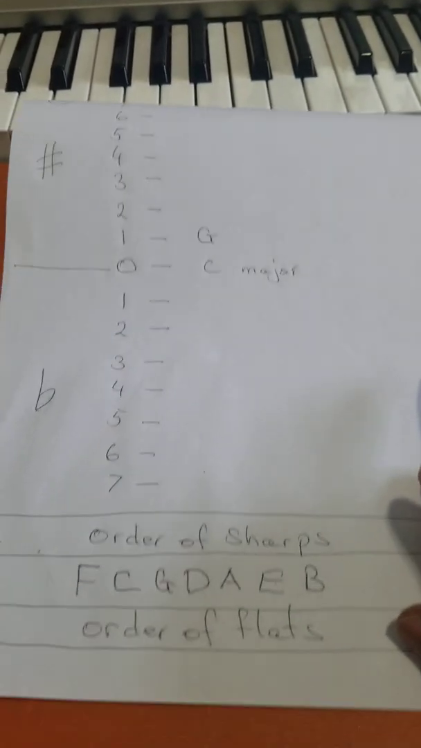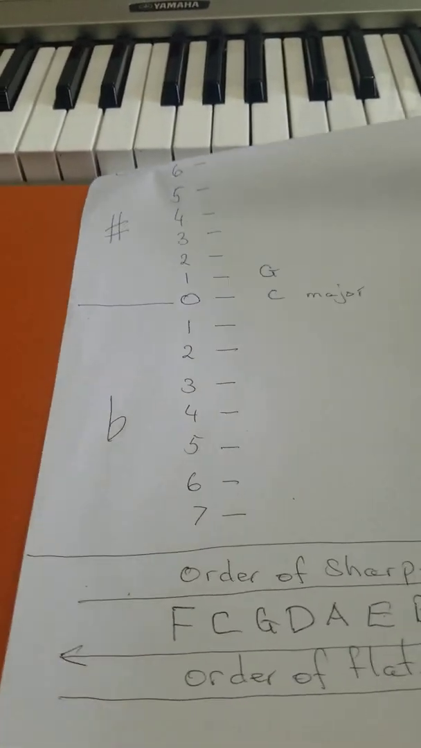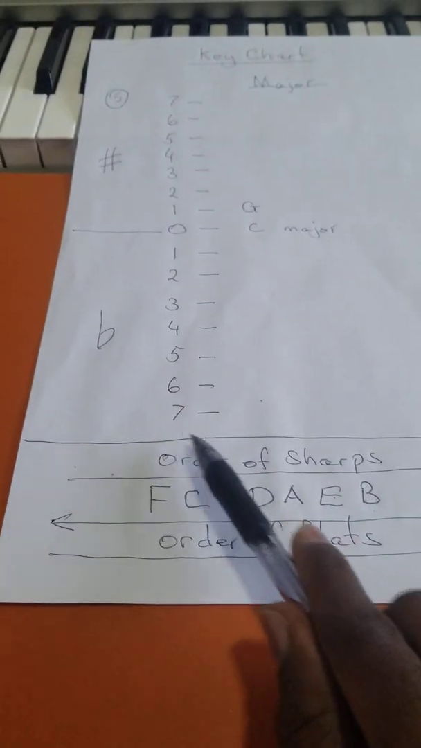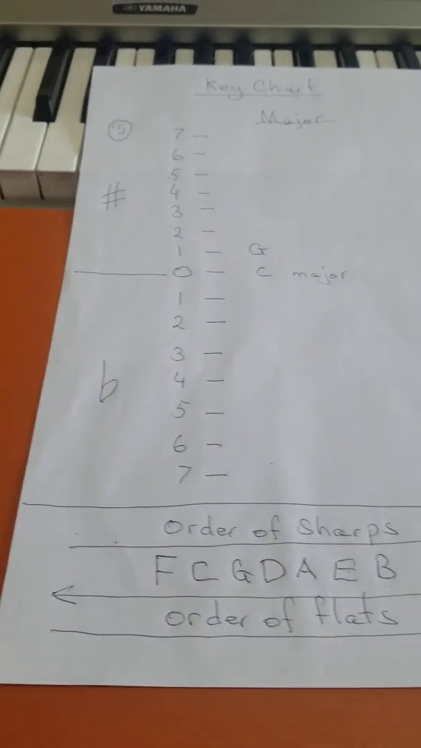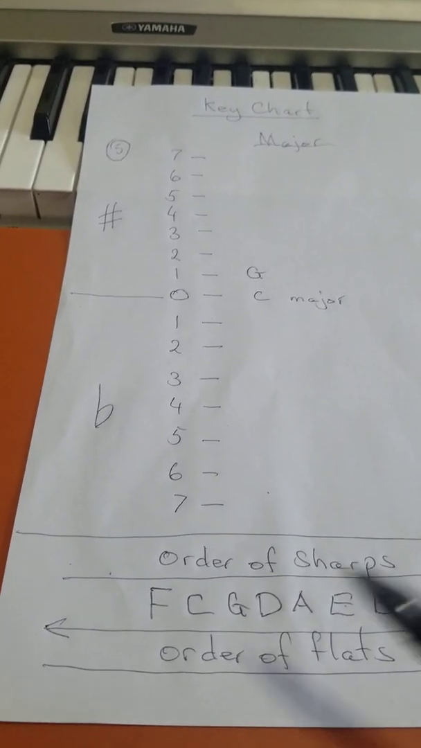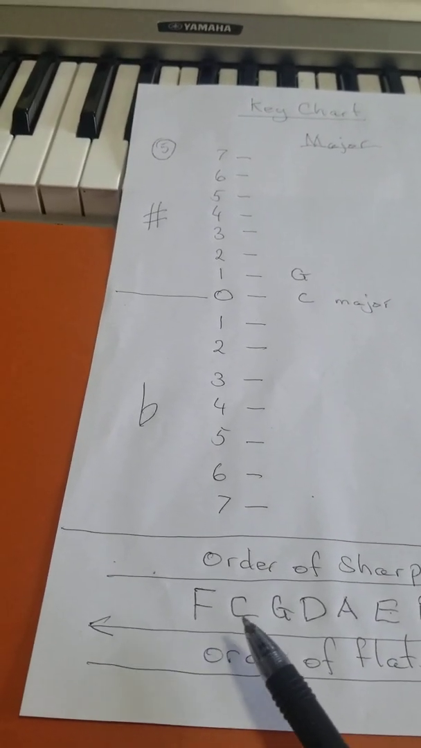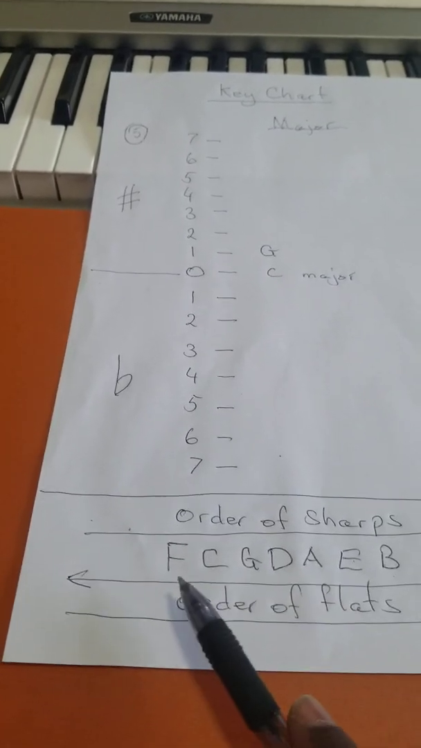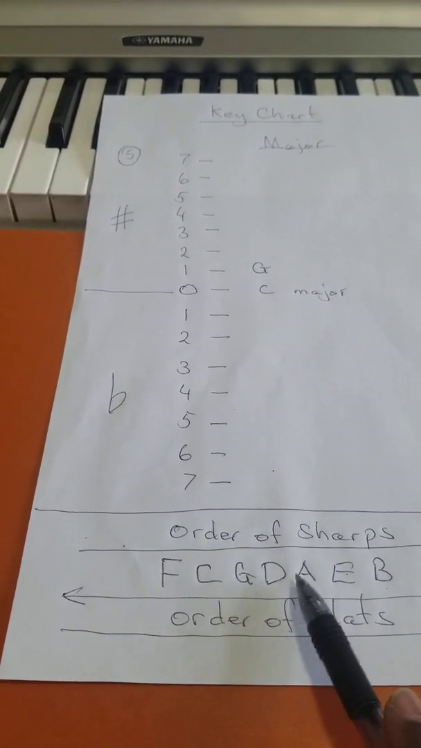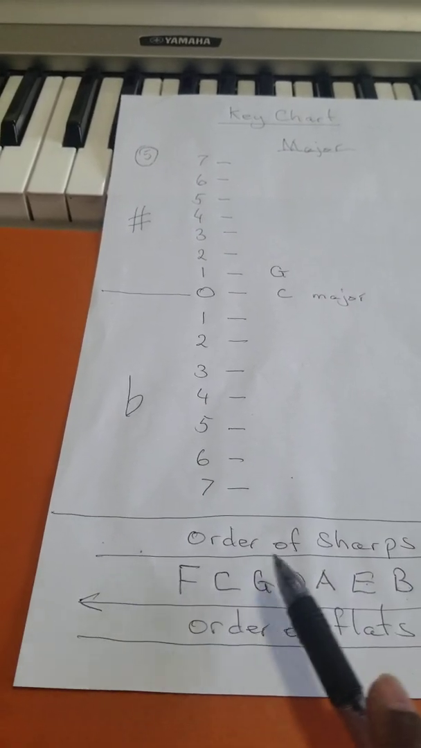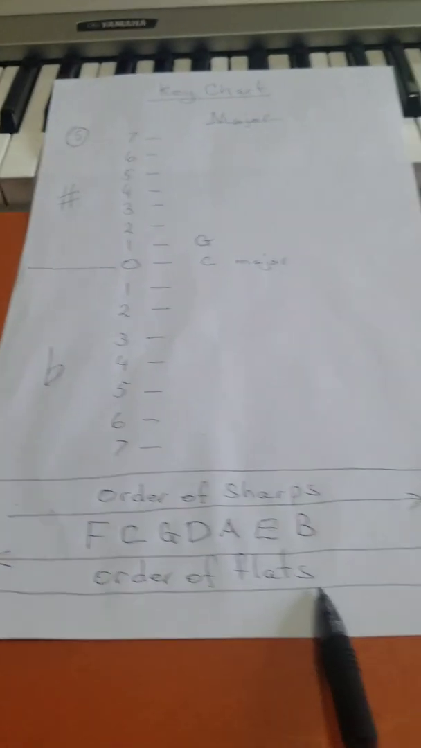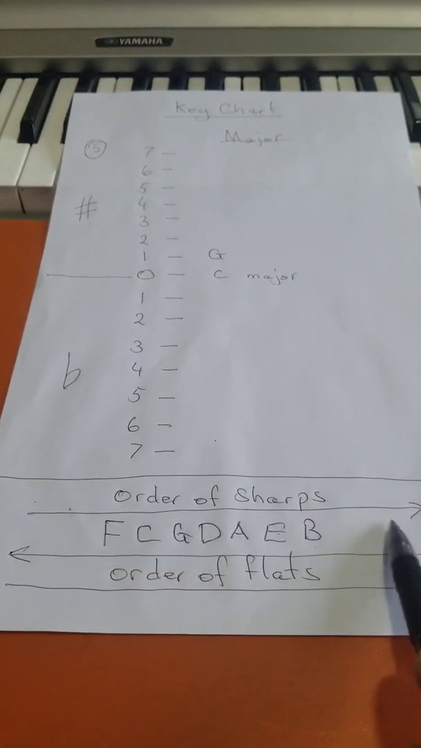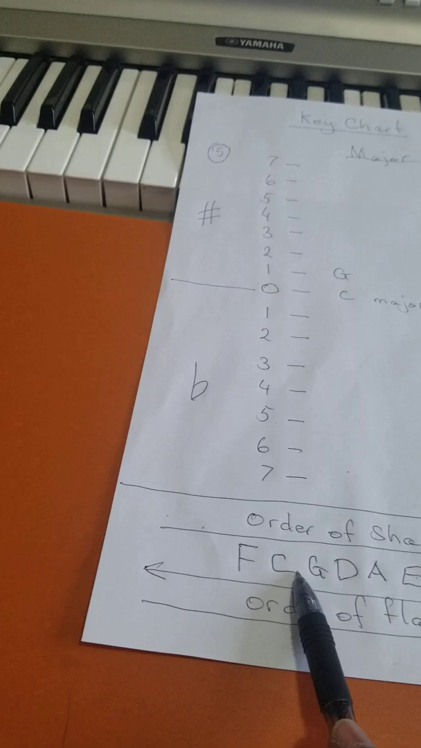Now, at the bottom of our chart, we should have what is called the order of sharps. From our previous video, we rehearsed a little story about the priest that went down and stopped the people from fighting. It says, Father Charles goes down and ends battle. That is the order of sharps in music. We also discovered that when we say the order of sharps backwards, we get the order of flats. So battle ends and down goes Charles' father.